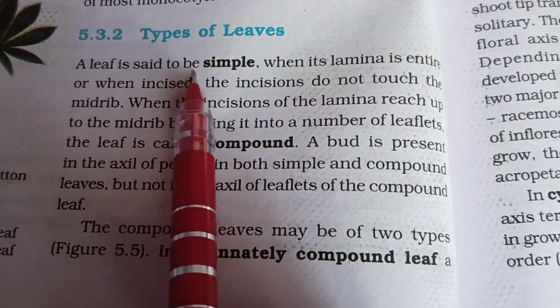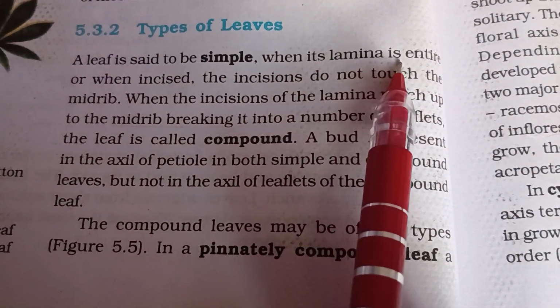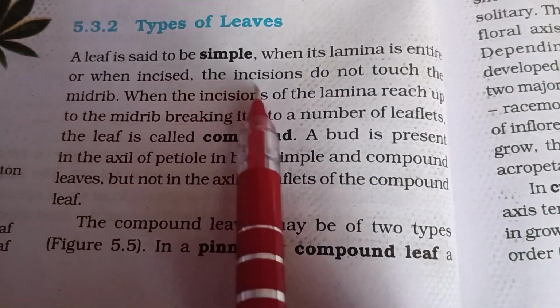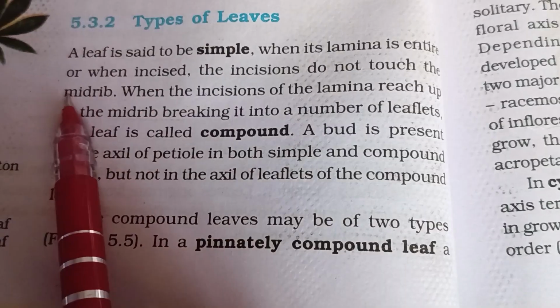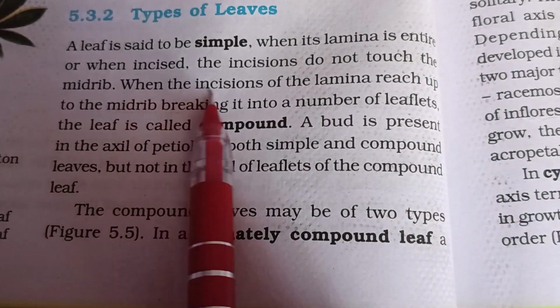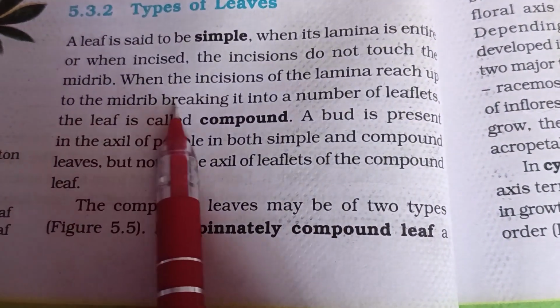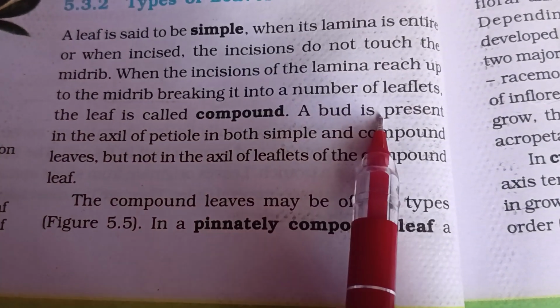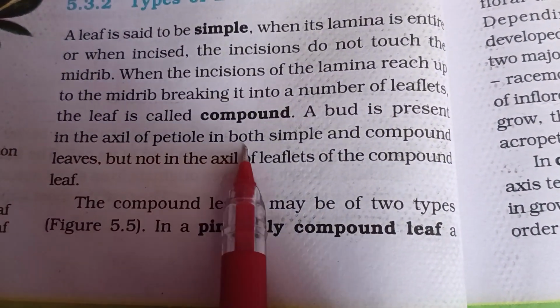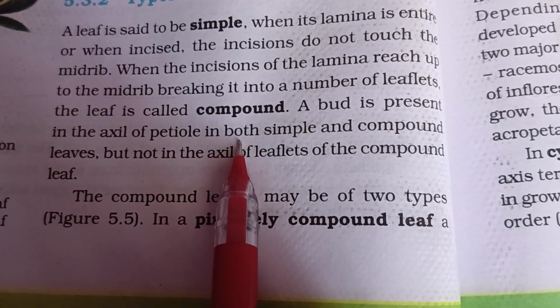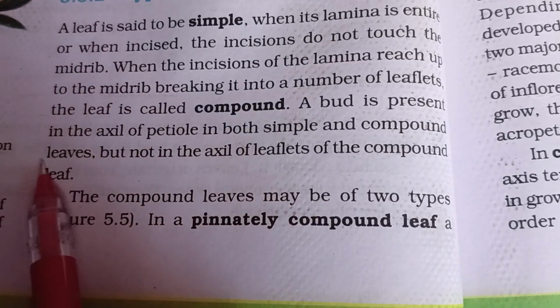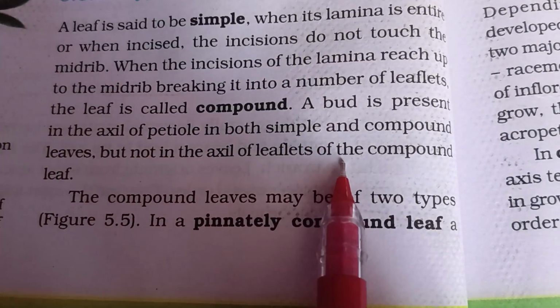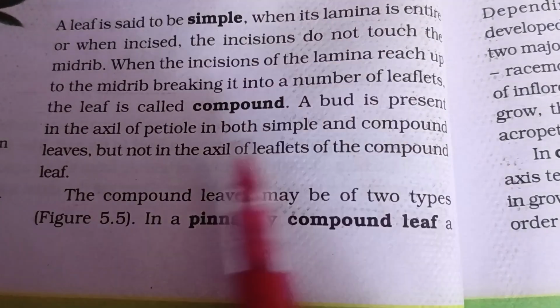Types of leaves. A leaf is said to be simple when its lamina is entire or when incised. The incisions do not reach the midrib. When the incisions of the lamina reach up to the midrib, breaking it into a number of leaflets, the leaf is said to be compound. A bud is present in the axil of petiole in both simple and compound leaves, but not in the axil of leaflets of the compound leaves.